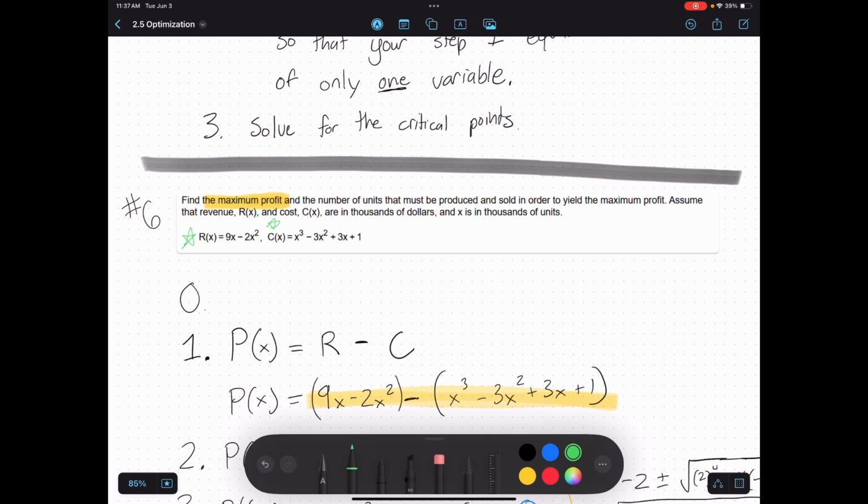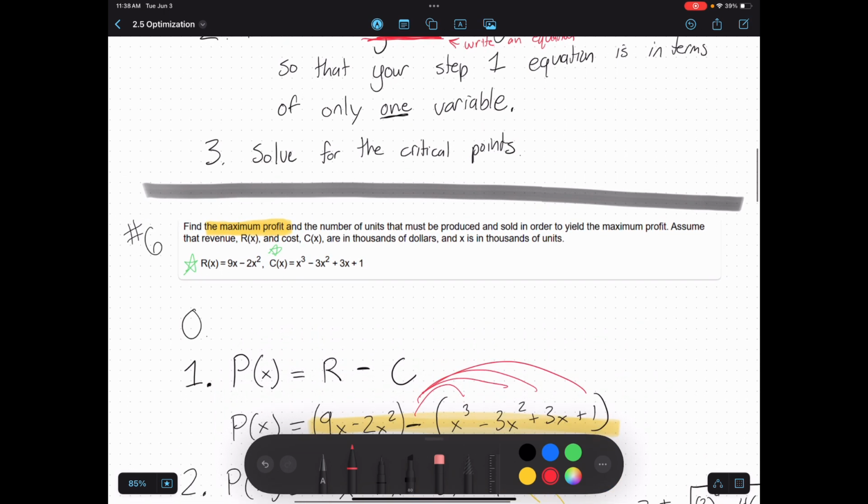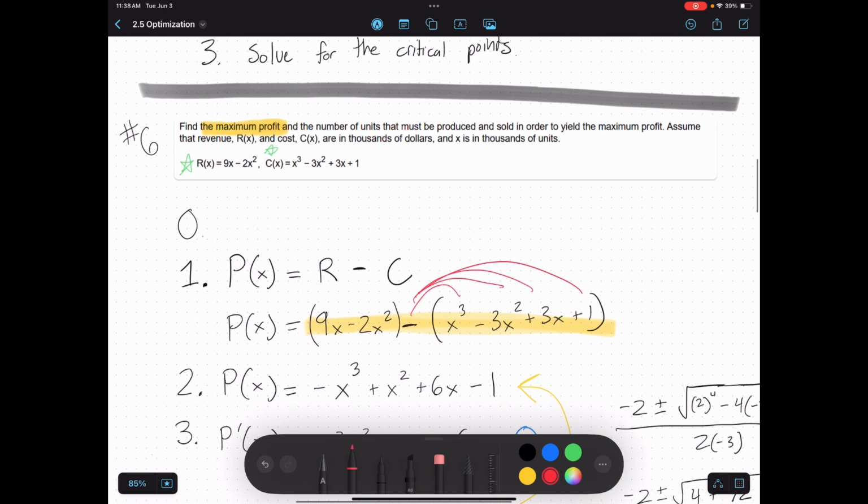Notice I have parentheses. Those parentheses are important because you're subtracting this whole function, which means I'll need to distribute that negative when I simplify. Okay, so now I have an equation for the value that I want to optimize. I have an equation for my profit. But notice how many variables am I working with here? Of course, I have my dependent variable, but I only have one independent variable. Is there any additional information that it gives me? No, not really. So in this case, step 2 is not really necessary.